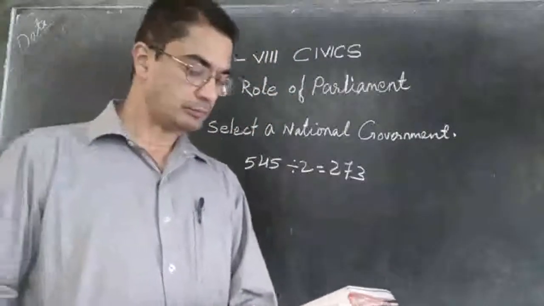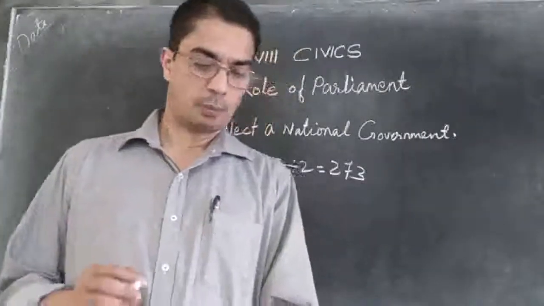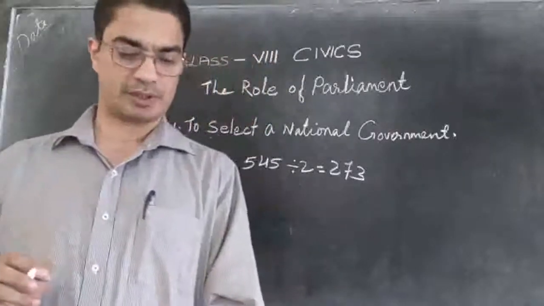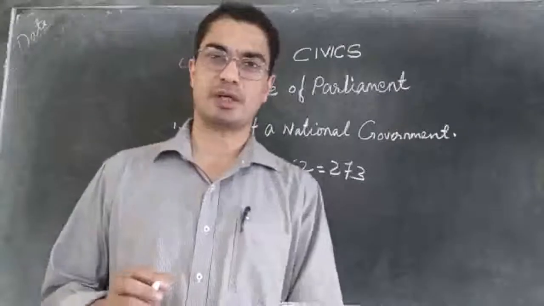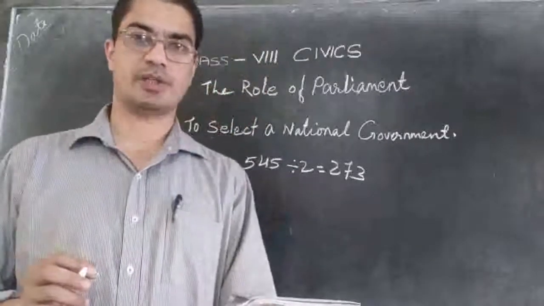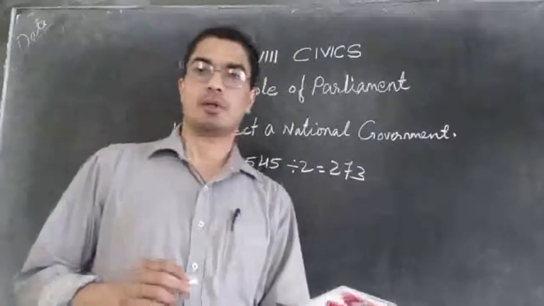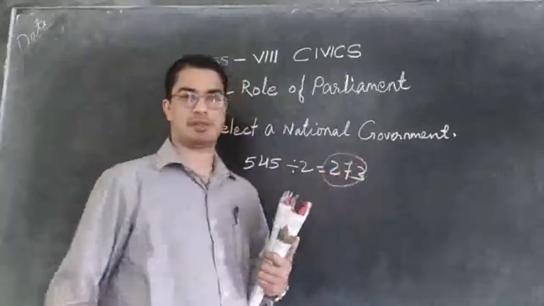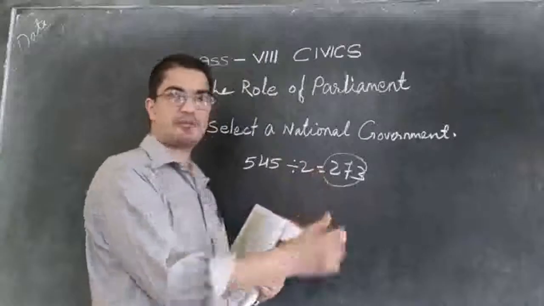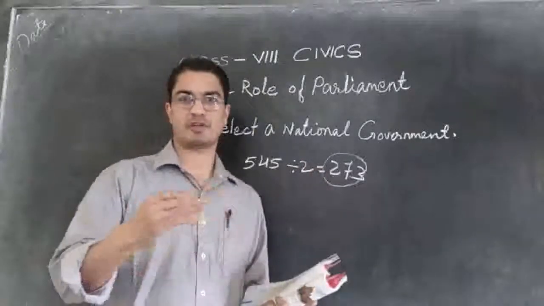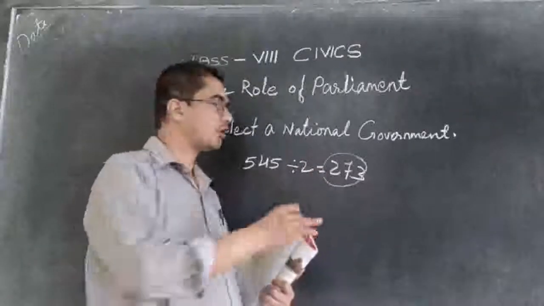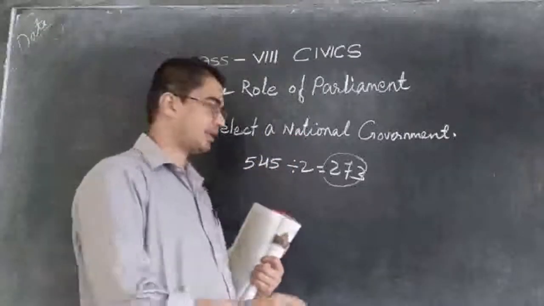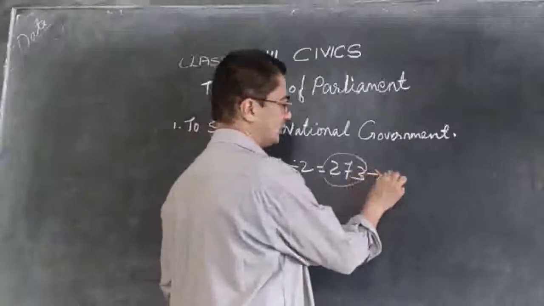Then the opposition in parliament is formed by all the political parties that oppose the majority party or the coalition formed. So the party that gets more than half of the seats in the elections will form the government. And what about the rest of the MPs? They belong to different parties. So they all will form together, and they will be known as the opposition parties.